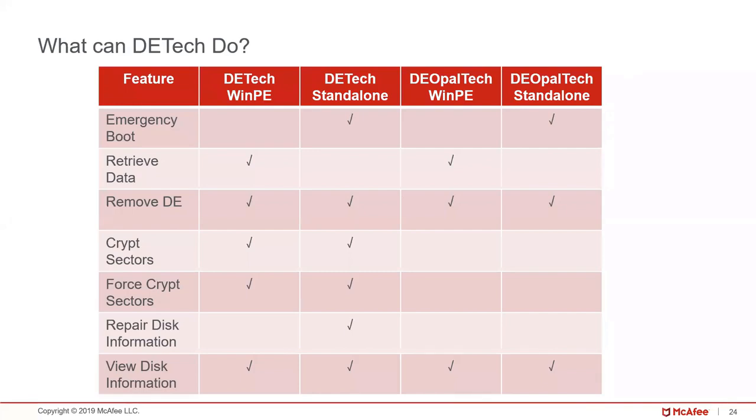Whereas in the standalone DETech and the WinPE DETech, using regular encryption, we do have the ability to encrypt and decrypt sectors. The option to repair disk information, this relates to drive encryption disk information, only exists in the DETech standalone, and all of the instances have the ability to view disk information.